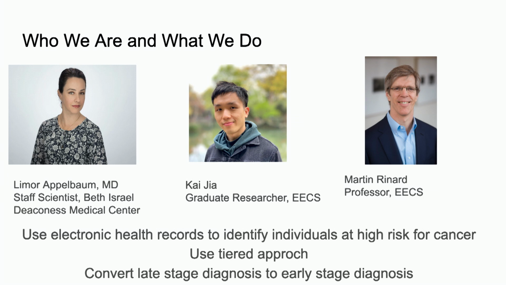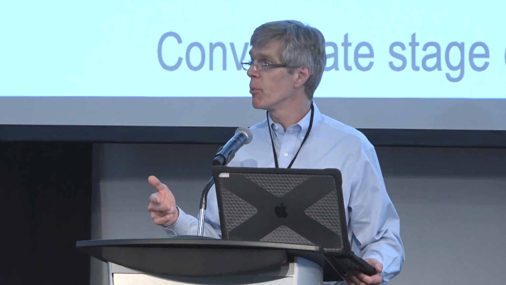And so here's the bottom line. Use electronic health records to identify individuals who are at high risk for cancer. We're going to use a tiered approach where the key advantage is we can do this very cheaply in the initial stages. We don't have to have any changes in the existing medical procedures to identify high-risk patients. We work with data that's already available. The patients don't even know that we're ranking them and computing risk scores for them. And the ultimate goal here is to convert late-stage diagnosis to early-stage diagnosis.